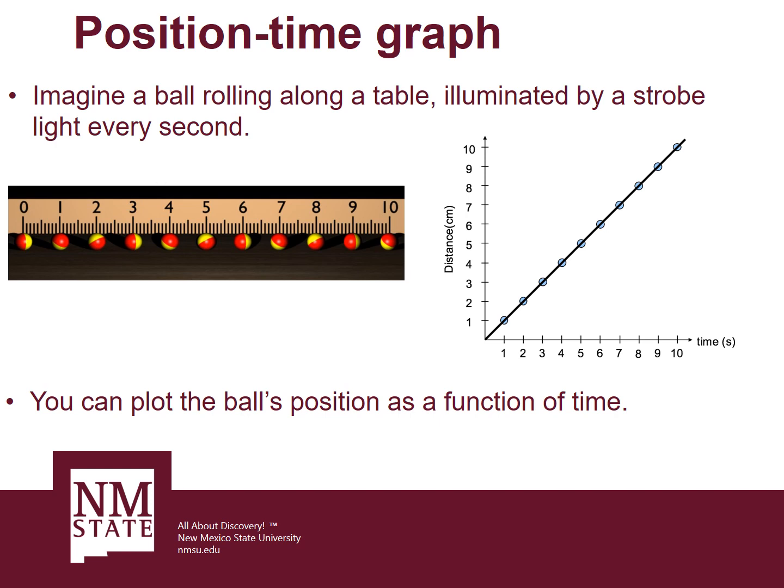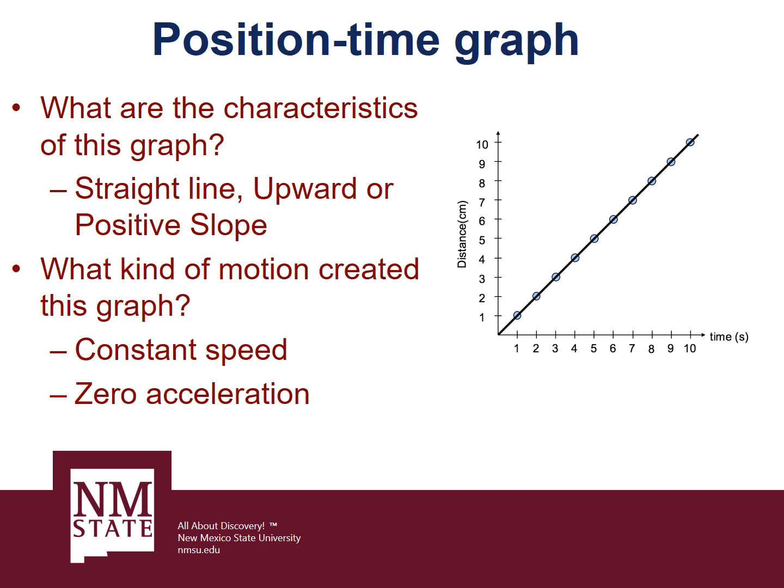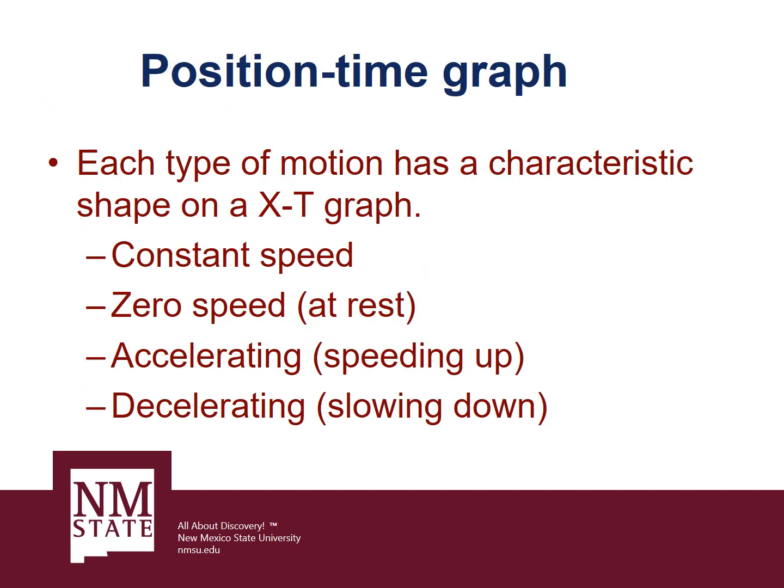You see how it's nice and evenly straight, and that the slope is going to give you the velocity. Notice that the graph is a straight line and is angled upward with a positive slope. This tells you that it's moving at constant speed with zero acceleration. Each type of motion has a characteristic shape on a position versus time graph. You have constant speed, zero speed, or you're sitting at rest, if you're accelerating or decelerating.